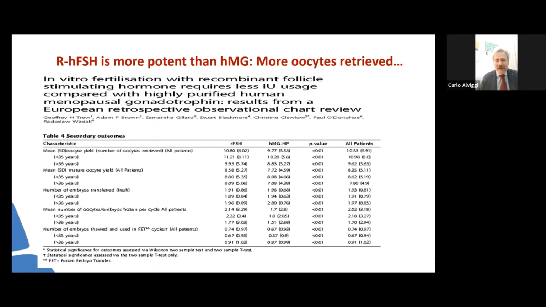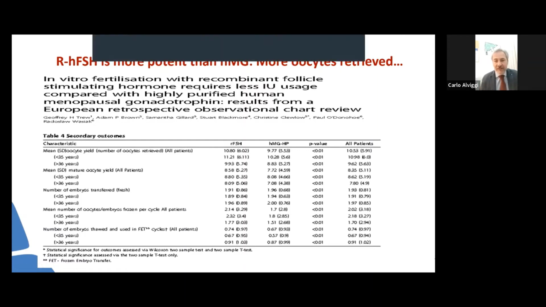So this is a nice trial that has been realized in the United Kingdom some years ago. And what is important is to understand that recombinant FSH is more potent than HMG. So at a given dose, at the same dose, the recombinant FSH is able to give a better output, meaning a better percentage of recruited follicles and a higher number of oocytes.